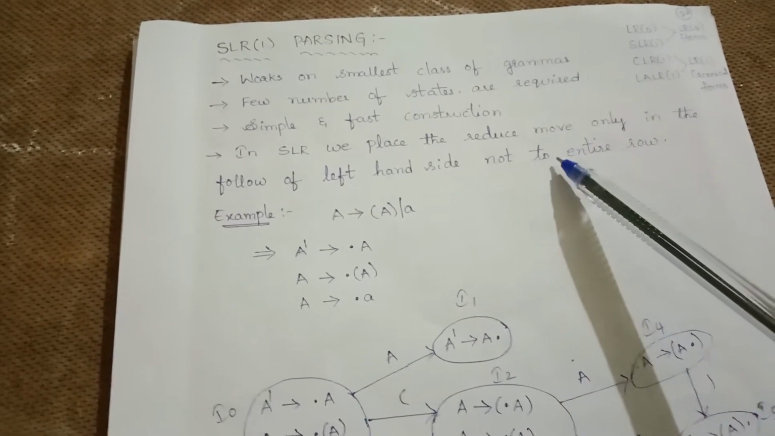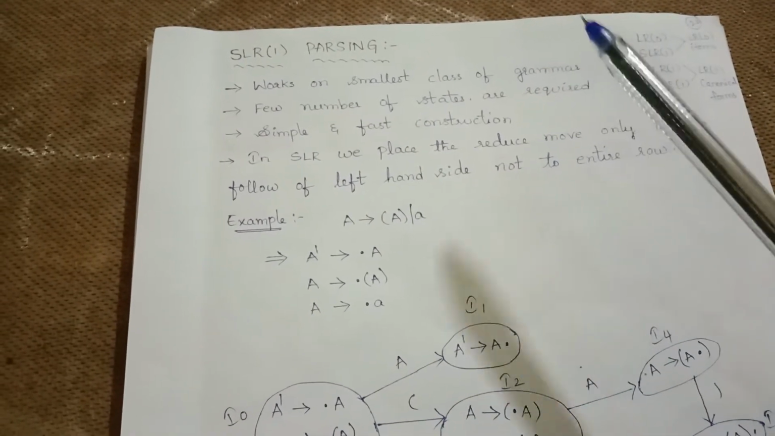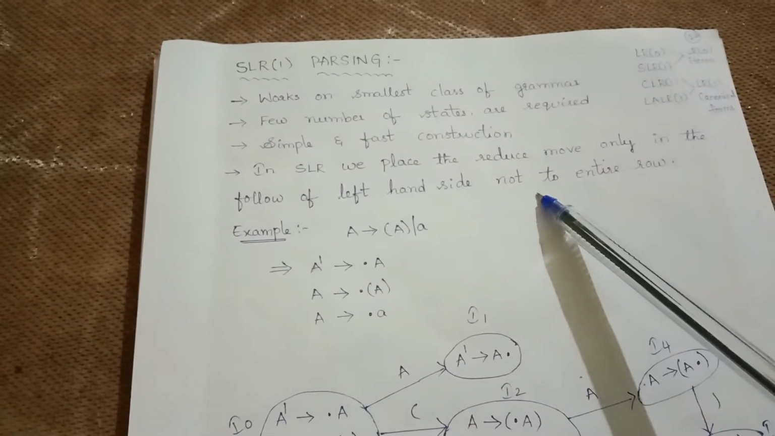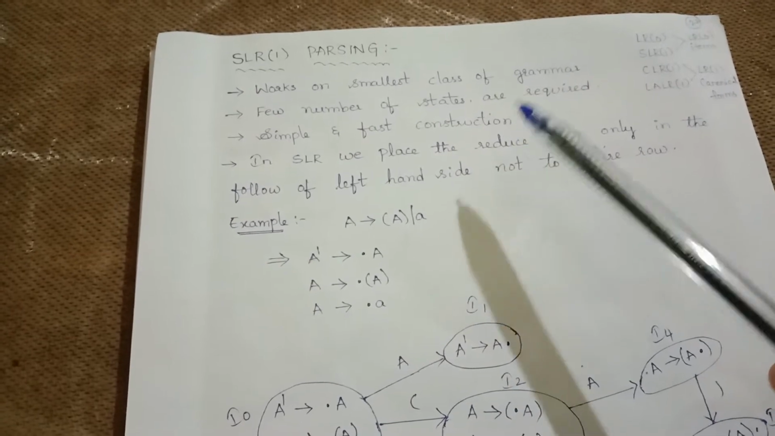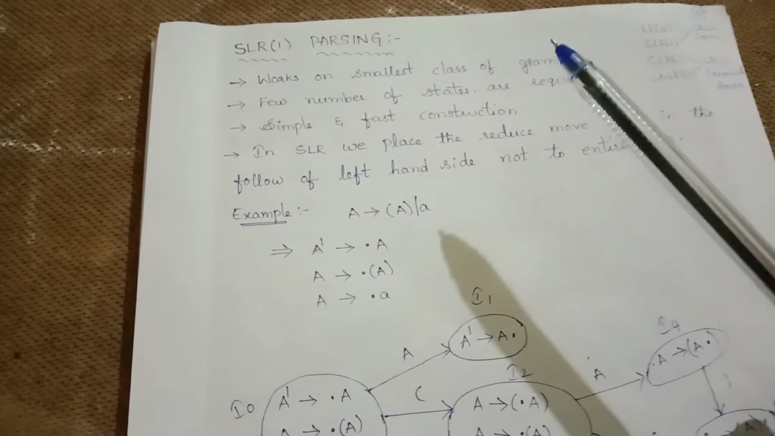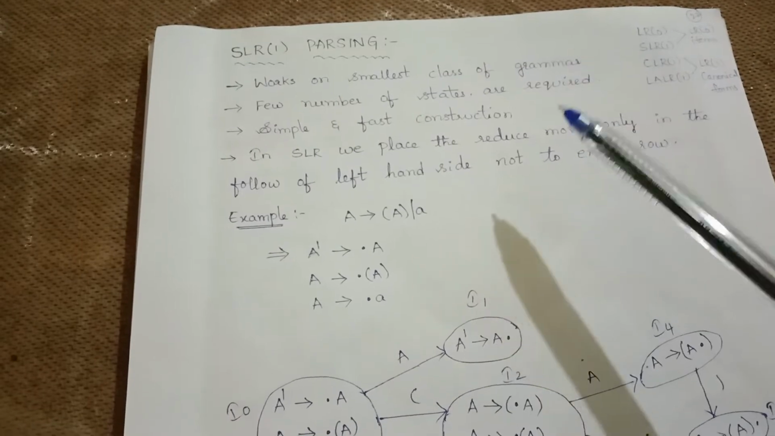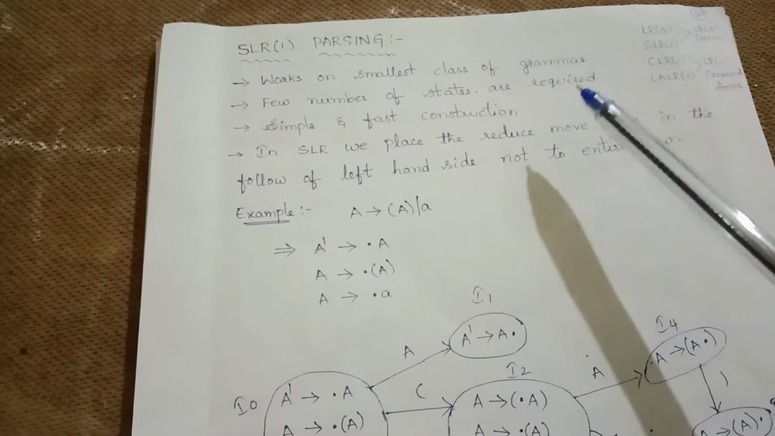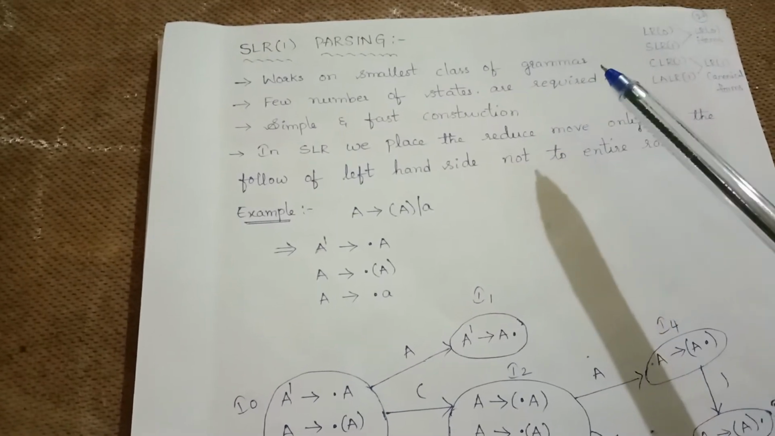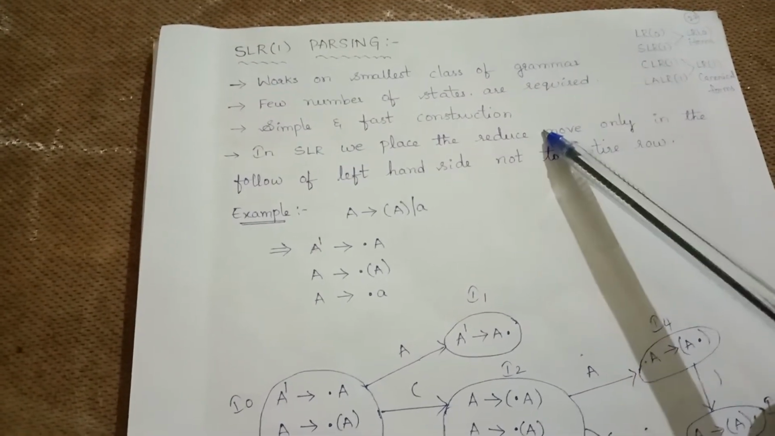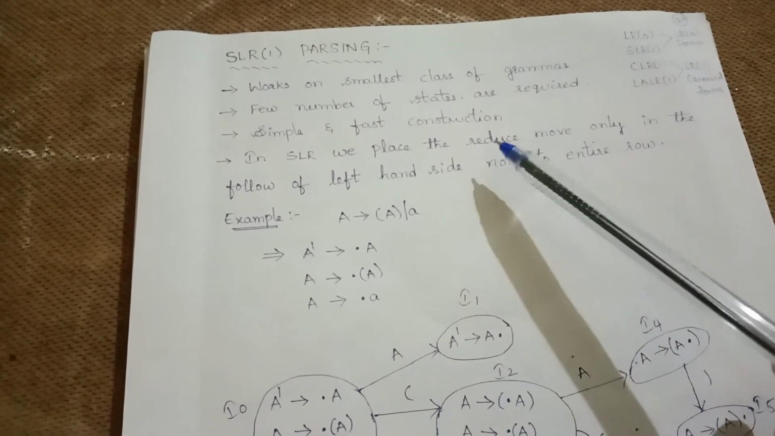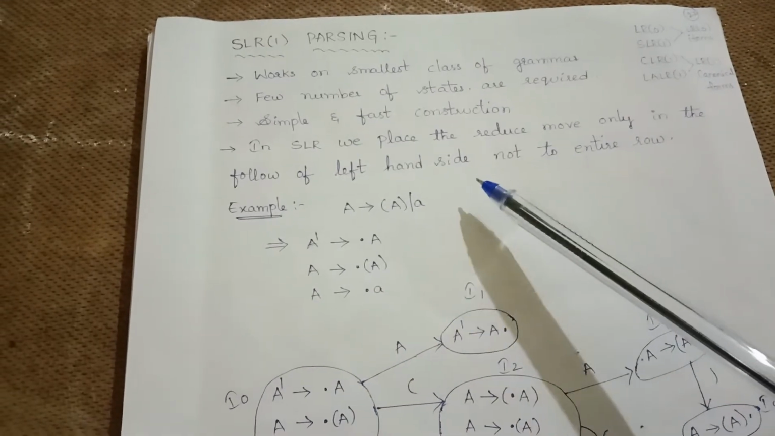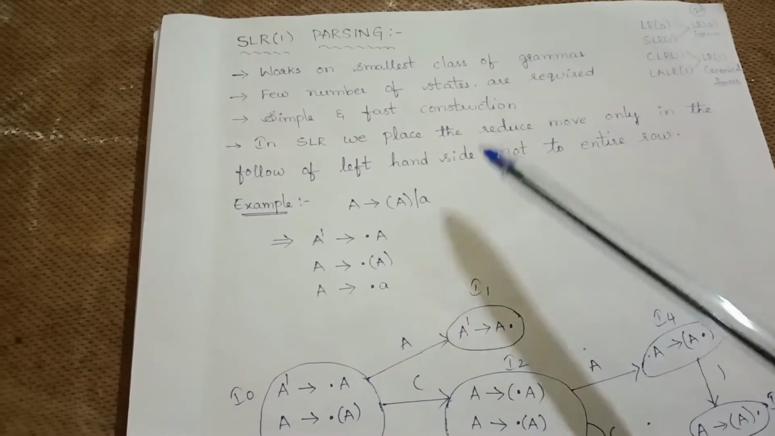to the entire row. In LR0, we are placing the reduce move in all the terminals. Whereas in SLR1, as I already told you, in LR parsers there will be a difference in the parsing table only. Remaining stack, input and action, everything will be the same. Only in the parsing table there will be a slight difference. So in SLR we need to place the reduce move only in the follow of left hand side.